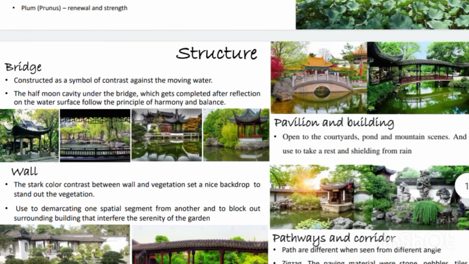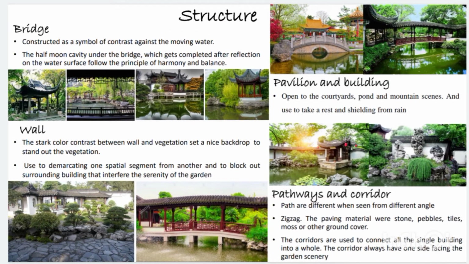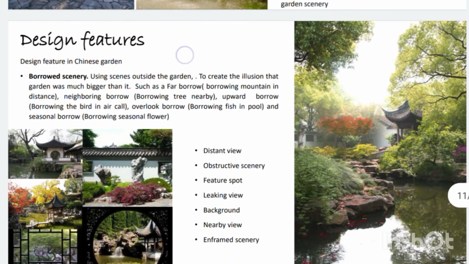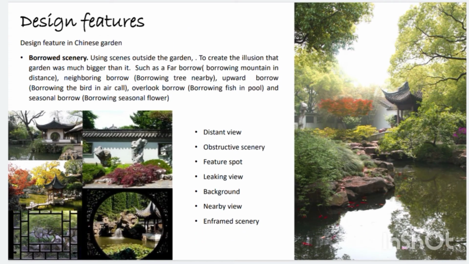After that, the common structures in the traditional Chinese landscape are bridges, pavilions, walls, and corridors. The wall is always used to demarcate space and also as a backdrop to make the vegetation stand out. Then the corridor is used to connect single buildings into a whole, and one side of it faces the garden scenery.